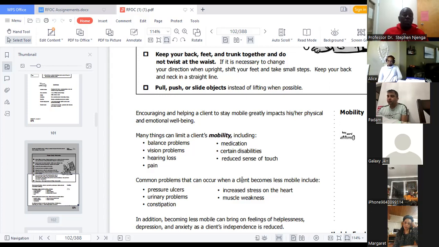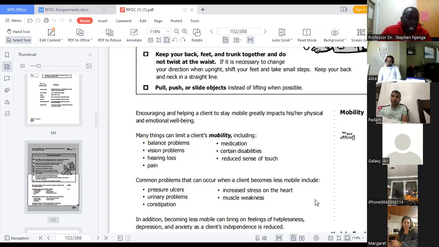So what are some of the problems that occur if a client cannot move? The client may have pressure ulcers. If the client is sleeping in bed for a long time and is not being changed on time, like every 2 hours, then he or she may develop pressure ulcers. The client may also have urinary problems since the client cannot take themselves to the washroom to urinate. They may have problems with constipation. They also may have increased stress on the heart.